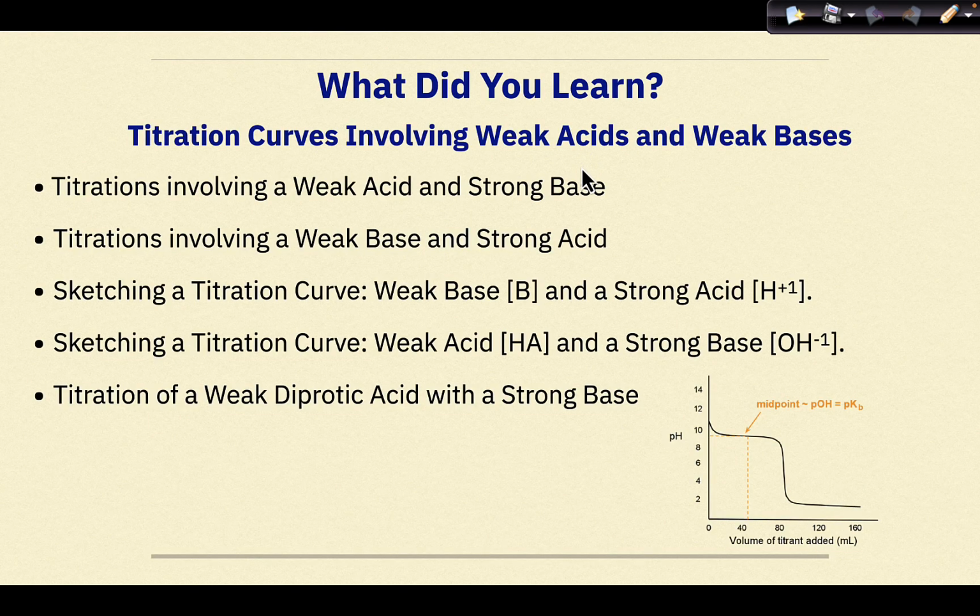So what did you learn? We looked at titrations involving a weak acid and a strong base, and titrations involving a weak base and a strong acid. We sketched a titration curve involving a weak base and a strong acid. We sketched a titration curve looking at a weak acid and a strong base. And then finally, we talked briefly about titrations of weak diprotic acids with a strong base.